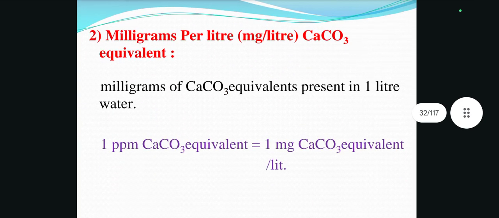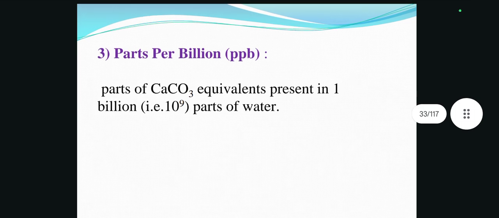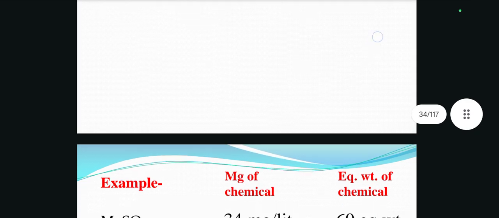The second one is milligram per liter, and here the relation between ppm and milligram per liter is: 1 ppm CaCO3 equivalent is equal to 1 milligram CaCO3 equivalent per liter. Then the third unit, that is not useful, but just for information, is ppb, parts per billion.